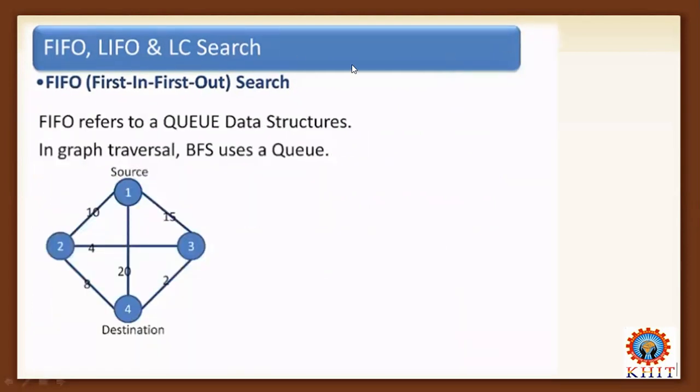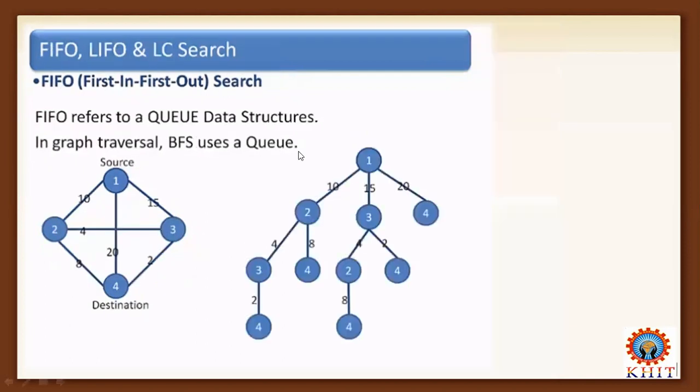Here, in the first in, first out searching technique, FIFO refers to a queue data structure. So always we use one data structure for solving the FIFO search branch and bound technique, namely a queue. Now consider a graph traversal. It follows breadth first search while generating the queue. Here I have generated a state space tree. This is called a state space tree.